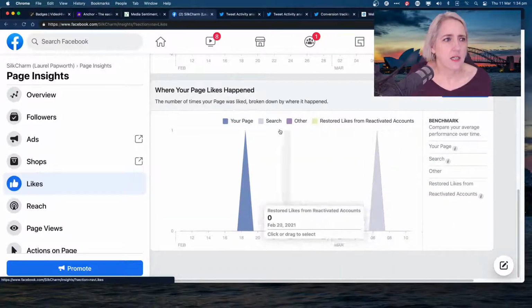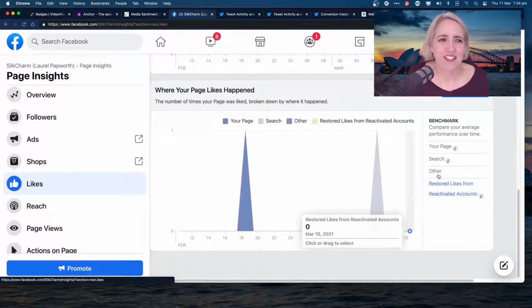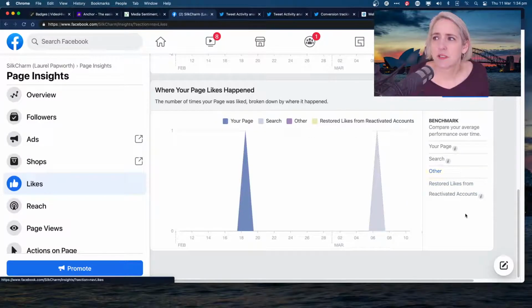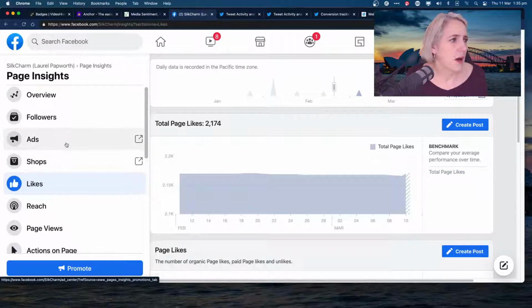And then down here, where the likes on your page happened, did they happen from within the Facebook page, from a search? I had a restored like from a reactivated account. And this fills up depending; I've seen 15 things on here. One of them is from the website, that people liked the article on your website and then it went through to Facebook. So those sort of things are interesting. They're also in those downloadable spreadsheets, so that's always useful to look at.